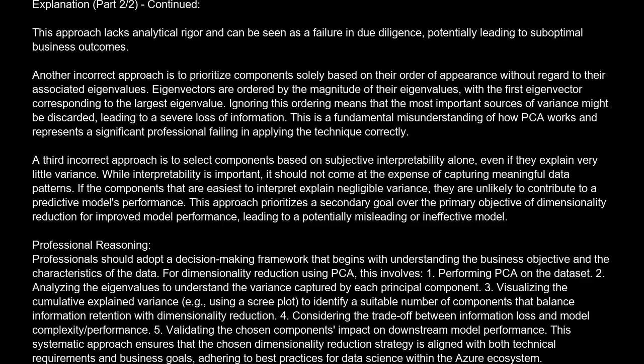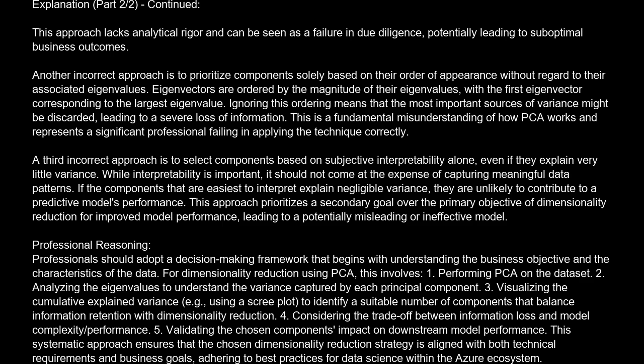Professional reasoning. Professionals should adopt a decision-making framework that begins with understanding the business objective and the characteristics of the data. For dimensionality reduction using PCA, this involves: 1. Performing PCA on the dataset. 2. Analyzing the eigenvalues to understand the variance captured by each principal component. 3. Visualizing the cumulative explained variance, e.g., using a scree plot to identify a suitable number of components that balance information retention with dimensionality reduction.